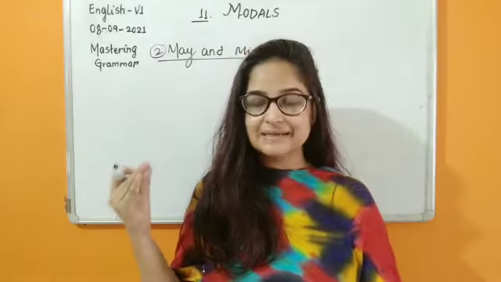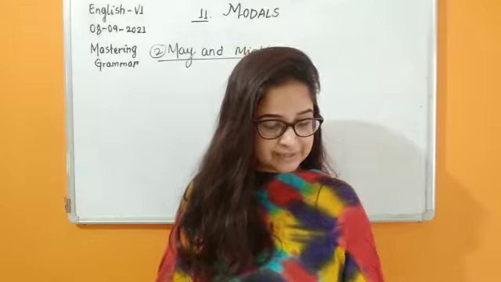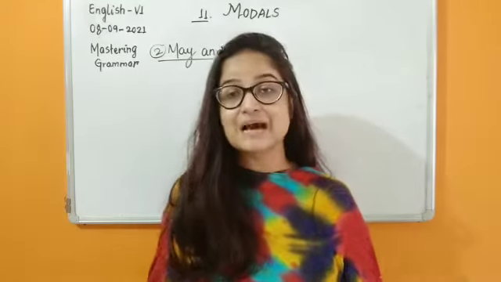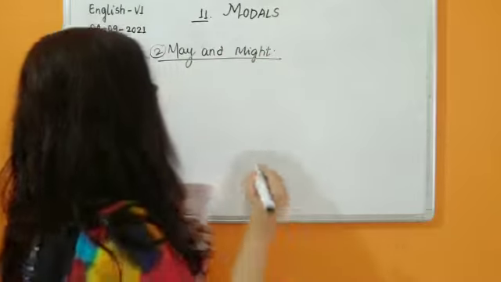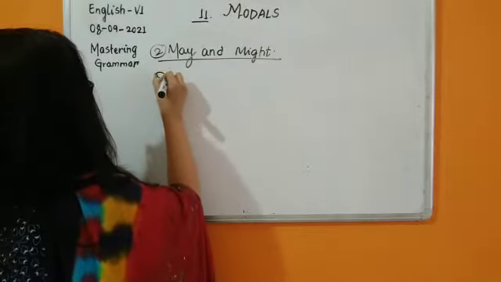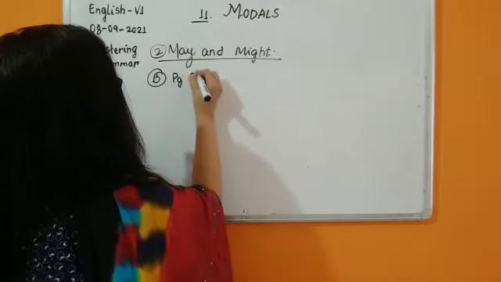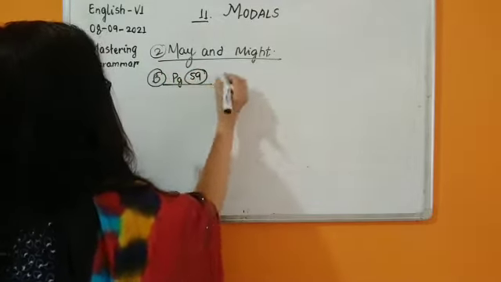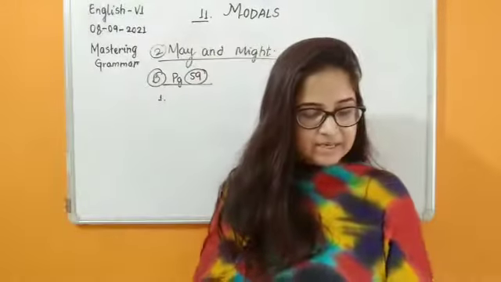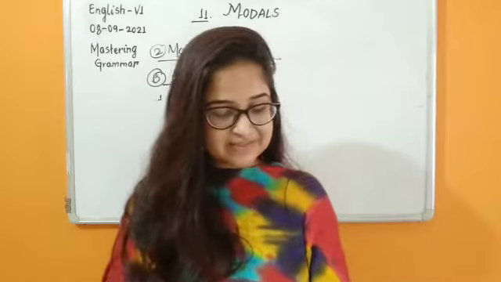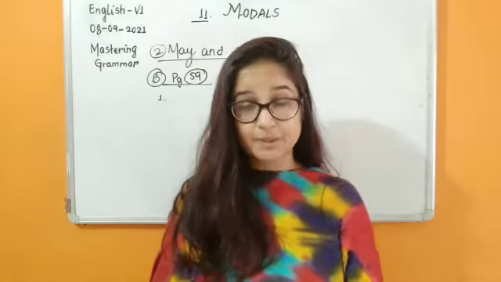So may you lead a healthy life. May God fulfill all your wishes. Now circle the appropriate words. We will see how we can use may or might. So exercise B now. This is also on page 59 only. Number 1. Circle the appropriate words. The baby is crying. It dash be hungry.